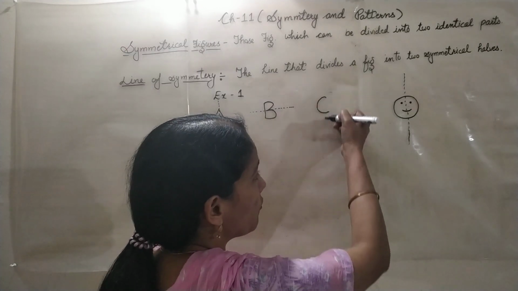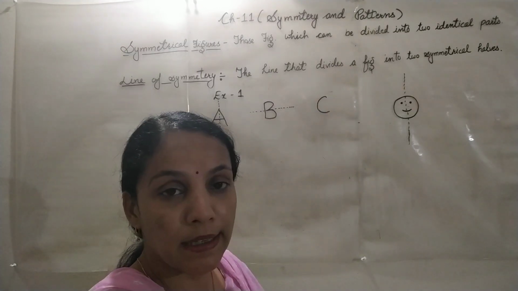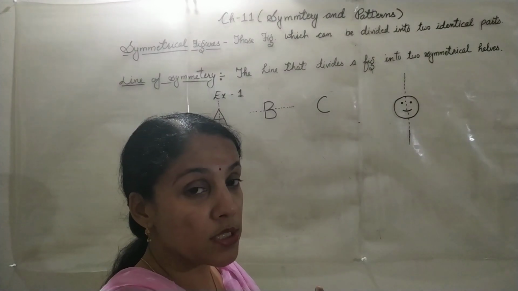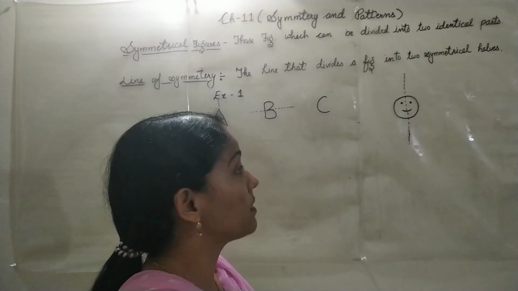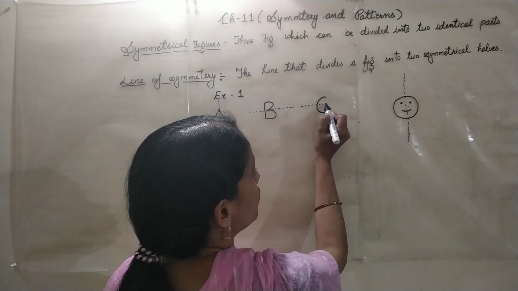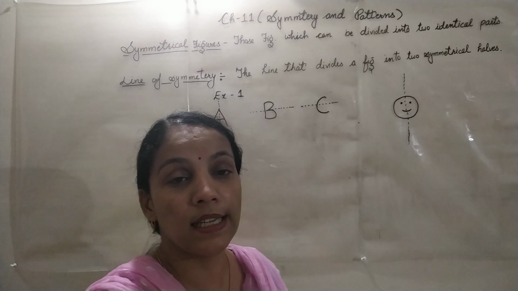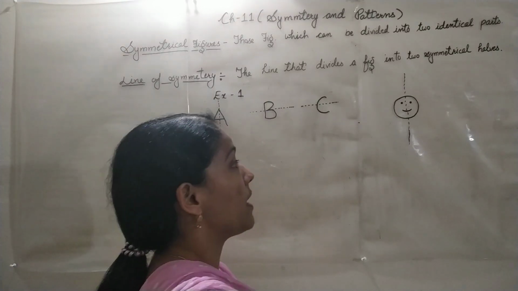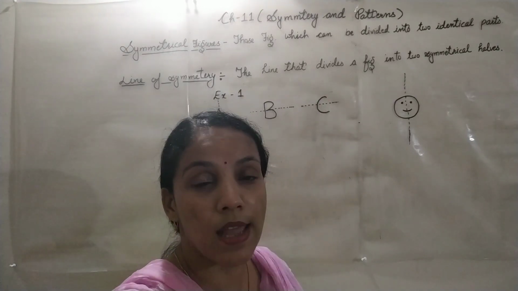Next is alphabet C. Again, if we draw a line from above to down vertically, that is not possible here. That is not a line of symmetry. So we have to draw this again from left hand side to right hand side. We have to draw a horizontal line for the line of symmetry. Again only one line of symmetry.